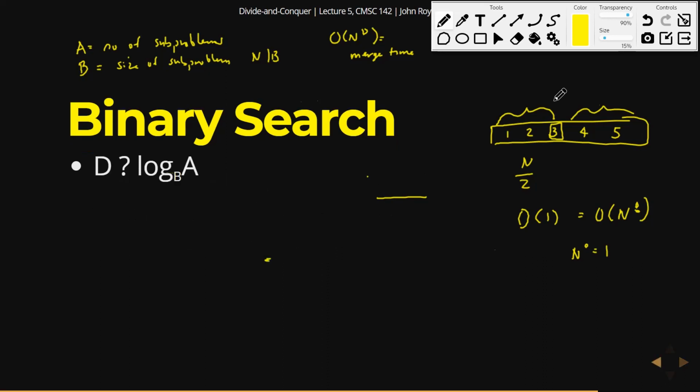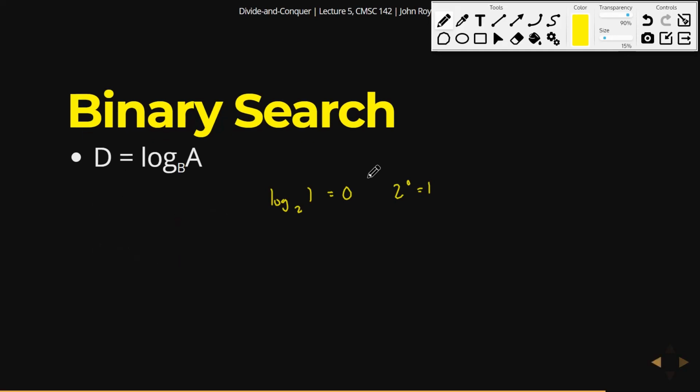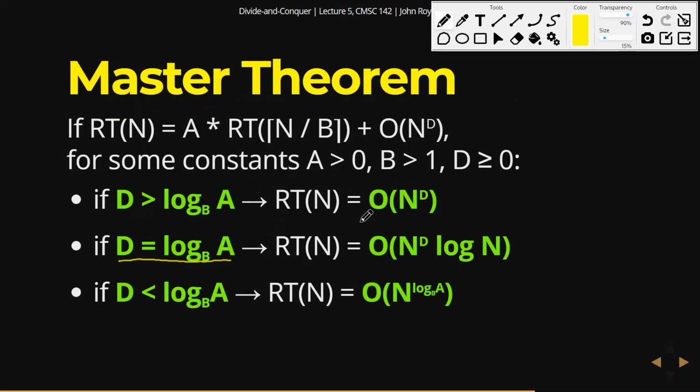So if we plug in the values for that, 0 and log of 2 base 1... sorry, log of 1 base 2 is equal to what? 0, right? Because 2 raised to 0 is equal to 1. So those are also equal, and because they are equal, we'll follow the second equation still.